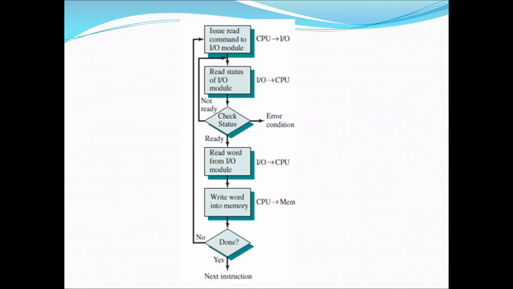See this figure. In this diagram, it can be seen that the processor issues a read command to the IO module. Suppose it wants to initiate, it issues a read command to the IO module. So the CPU issues a read command to the IO module. Now the IO module checks its status. If it is ready, it proceeds. If it is not ready, the CPU again continuously checks the status. So the CPU is busy checking the status of the device.